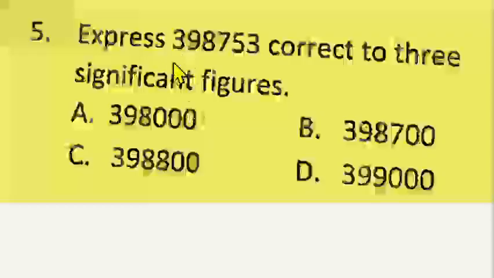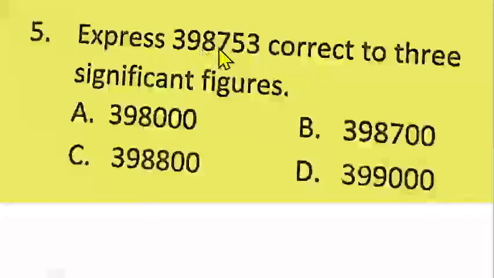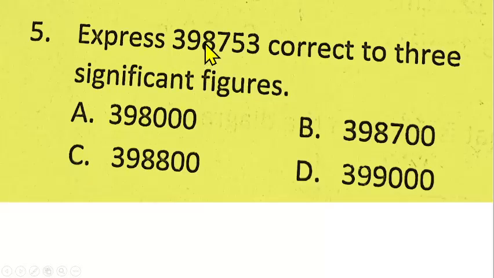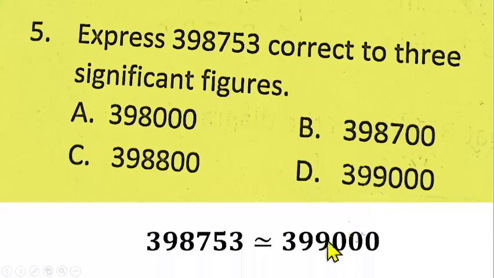Question number 5 is from approximation. We have to express 398753 correct to 3 significant figures. Like I said, it's approximation. The third significant number here is 8. The number after is 7, so you round it up by 1 and add it to this 8, and the rest of the number becomes 0. So that means you have 399000. So that should give us option D as the correct answer for question number 5.